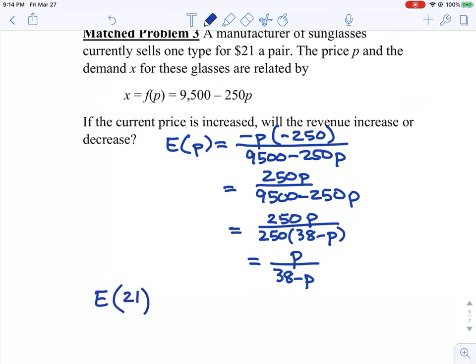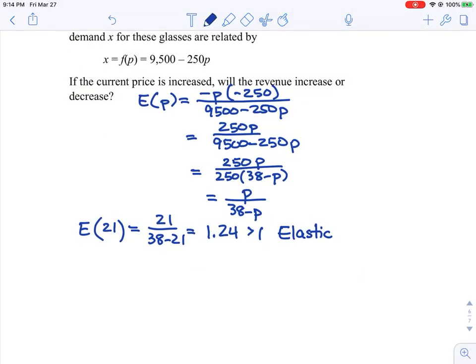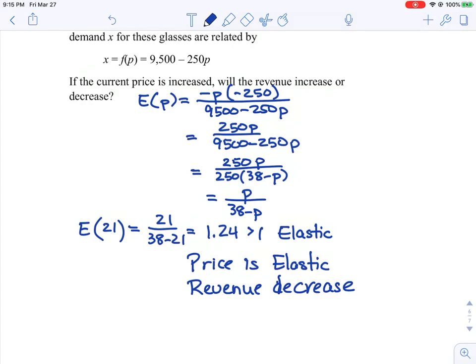So we need to find our elasticity at $21. I find that it's greater than 1, which is elastic. And if you look at the graph, or recall what I said earlier, when demand, or I should say price, is elastic, revenue decreases. So an increase in price would decrease the revenue.